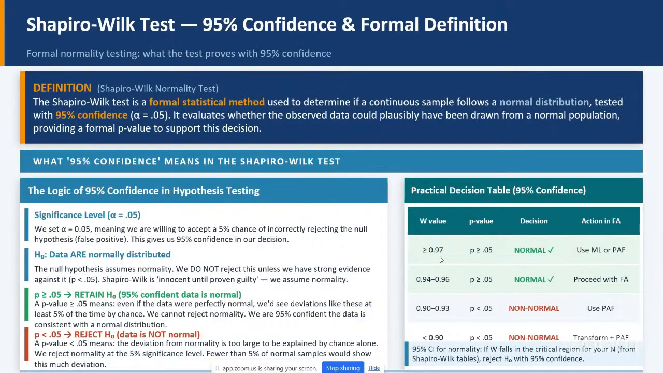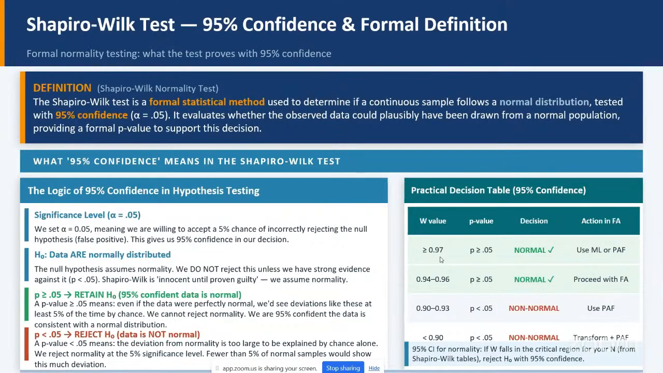If the value of W is from 0.94 to 0.96, even if the p is greater than or equal to 0.05, the data is normal, but we can proceed with FA. If the value of p is less than 0.05, then it is not normal. We have to go for PAF. We can't use ML here.